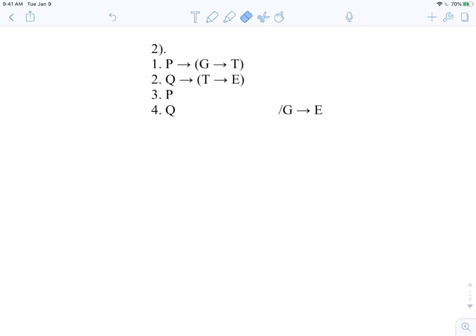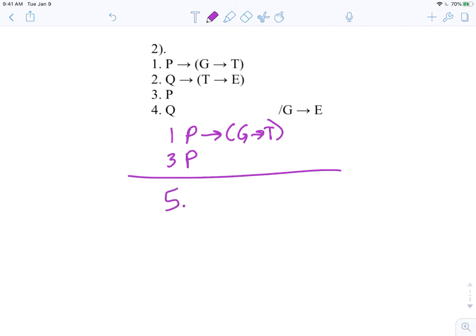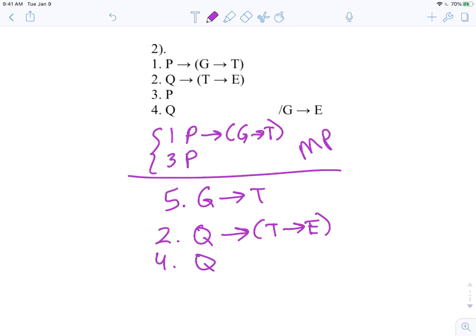So they would have 1 and 3. And 1 says if P, then if G, then T. And 3 says P. And then they would put those together to give us the new 5, which was if G, then T. And then off to the side, they would write modus ponens like that. And then just put a little bracket around these. And then below this, they would write 2, 4, rewriting again, if Q, then if T, then E, Q, and that would give us the brand new 6. 6 being if T, then E, and again, the justification over here to the right. And then you would just carry on the proof the rest of the way the same way.